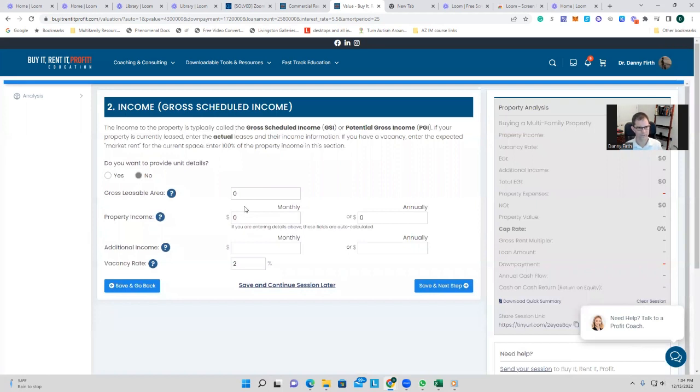So the total current income for this, and I'm going to do it on an annual basis, is 365,100. They didn't list any additional income. I think if you're going to be conservative, you can put a 5% vacancy rate. All right, so that is, yeah, 36.5. All right.